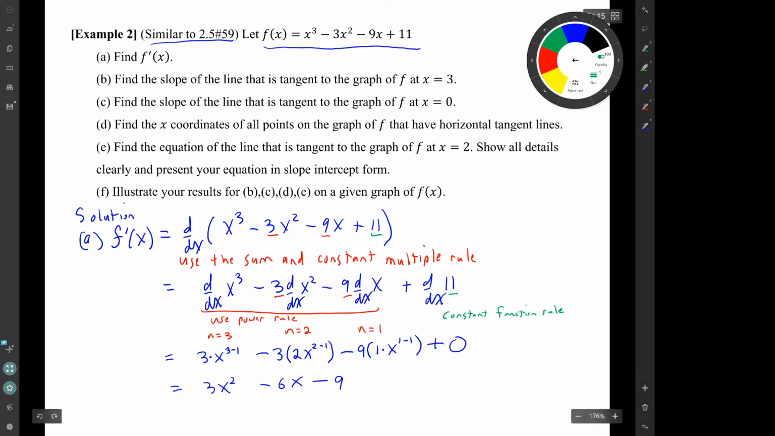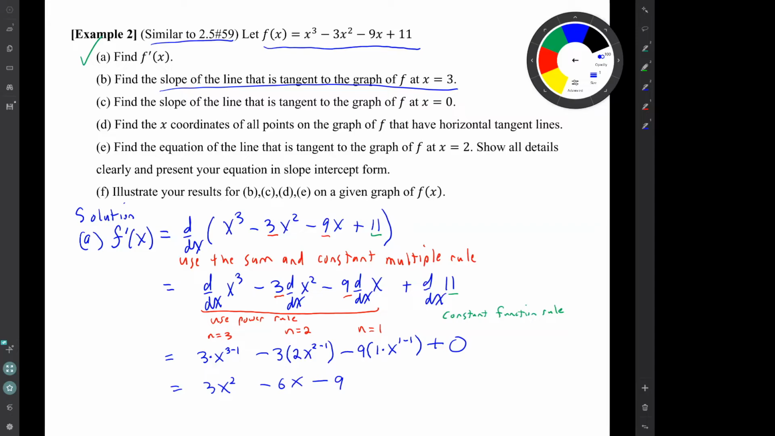So we've done part A. Now part B, we're supposed to find the slope of the line that's tangent to the graph of f at x equals 3. Now what does that mean? The slope of the line that's tangent to the graph of f at x equals 3. This question is asking you to make a connection. What do you know about the slope of the tangent line?